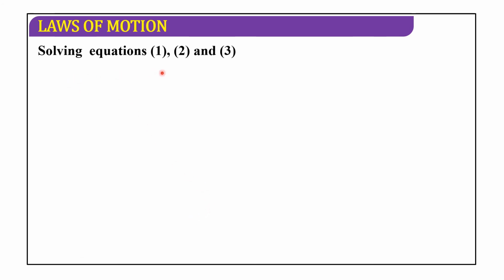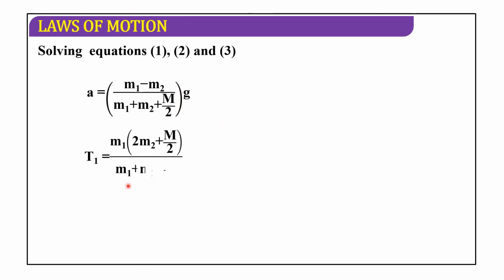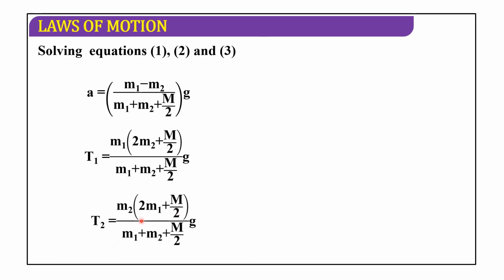Solving equations 1, 2 and 3, we get a is equal to (m1 minus m2) by (m1 plus m2 plus m by 2) into g, and T1 is equal to m1 of (2 m2 plus m by 2) by (m1 plus m2 plus m by 2) into g. So the T2 is equal to m2 of (2 m1 plus m by 2) by (m1 plus m2 plus m by 2) into g.